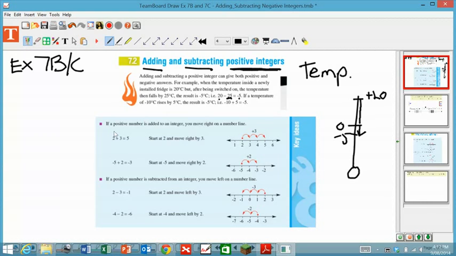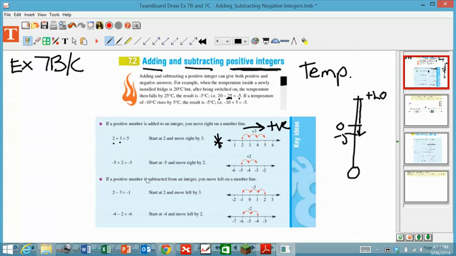Okay, so some examples here. So if a positive number is added to an integer, you move right on the number line. Okay, so if you've got your positive number and you add a positive integer, you're going to go right. So if you're using a number line, which are very useful for this type of stuff, you're going to be moving right. You're going to be getting more positive. Okay, more positive.